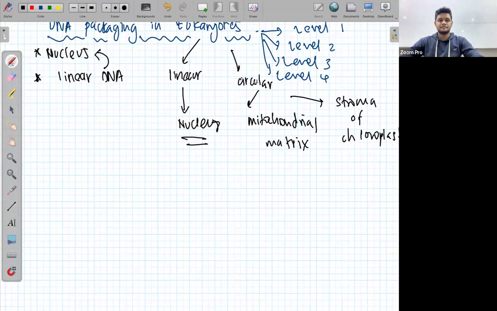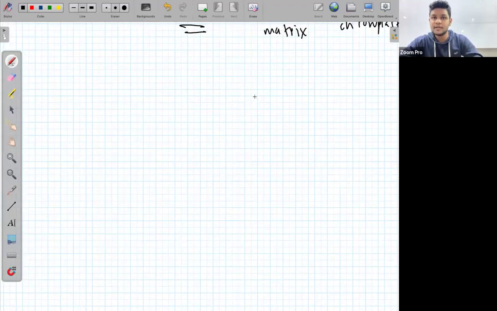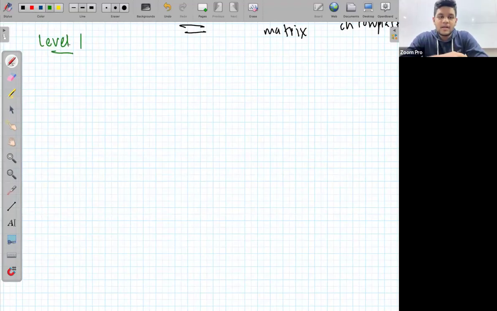Now I'll explain the process and then let's go to the resource book comparison. Now here what happens is, it takes place in 4 levels, as I said. So let's go one by one after each level. Now the first level.